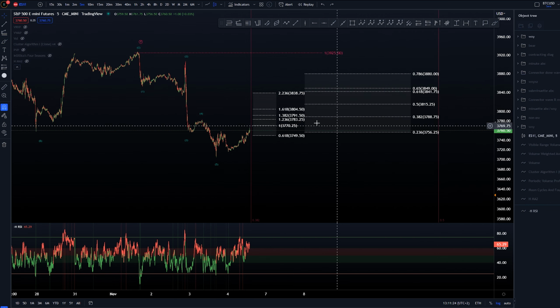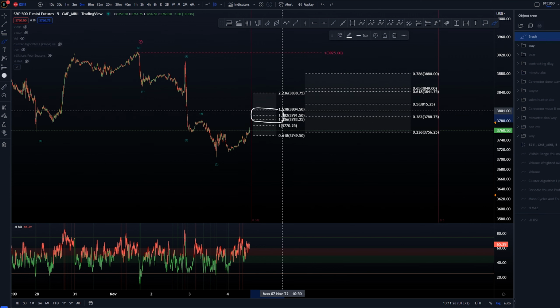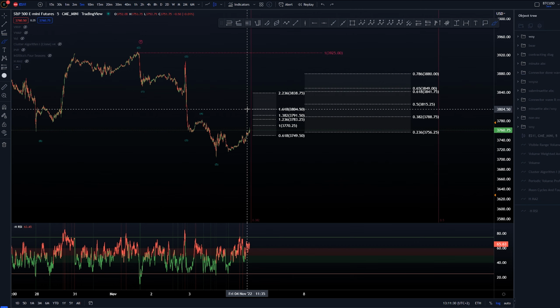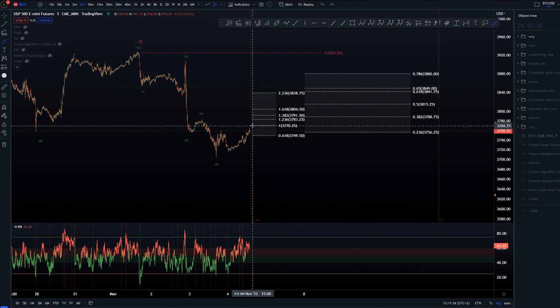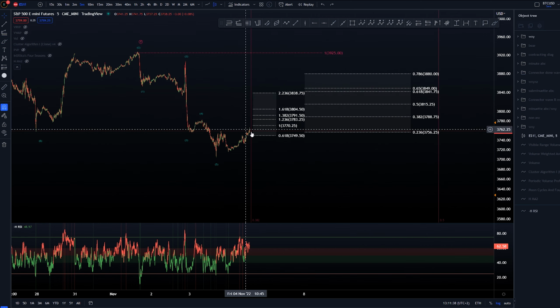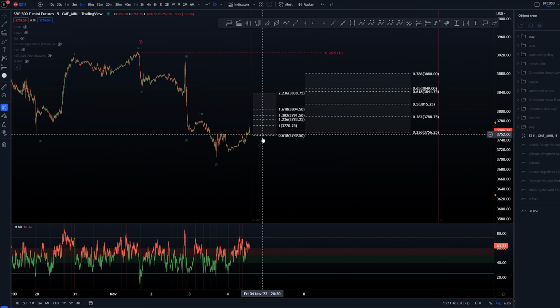Probably looking at taking a short here and stop loss above this 1.618. That is the game plan for me after this video. And if we get a bit higher, I would like us to get the tag to that 1-to-1, but we might not get it. We'll see.